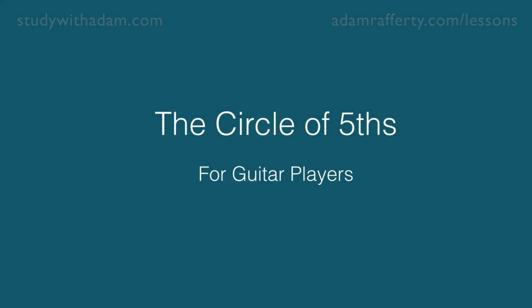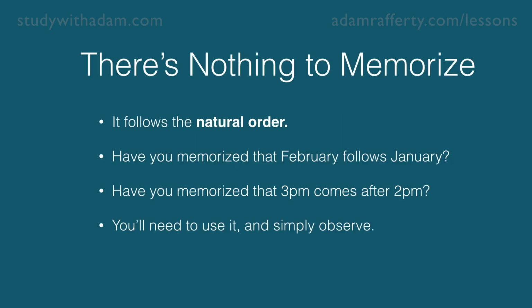All right, the circle of fifths for guitar players. You're going to really enjoy this. And the best part of it is there's nothing to memorize. Ha ha. There's a little bit to memorize, but not much. I think you can do it. Okay. Number one, this follows the natural order. The natural order of the universe, the natural order of the cosmos. And the more you look at it, the more you'll understand it.